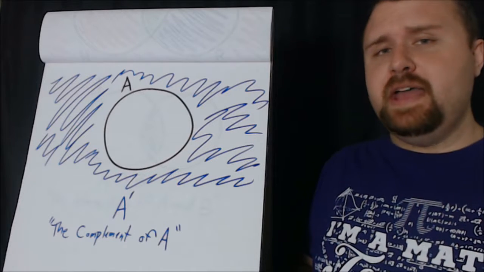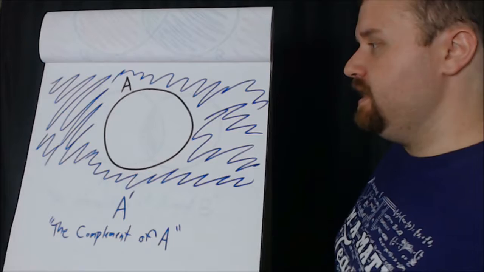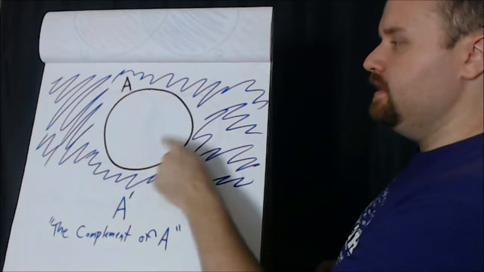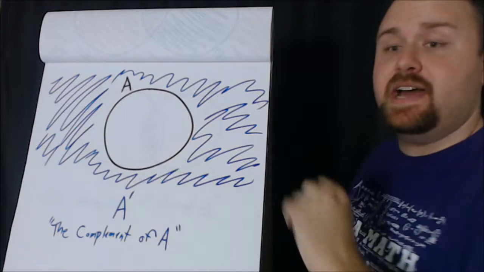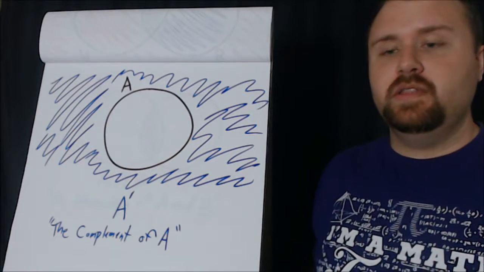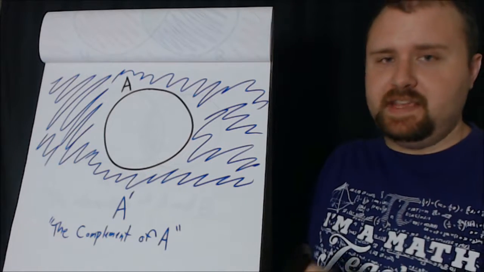The complement of A is everything that is not in set A. So you see here, we have set A is the circle right here, and the part I've shaded is everything outside of it. So the whole universe except for set A. That's A complement. Belonging to the complement of a set means that you don't belong to that set.